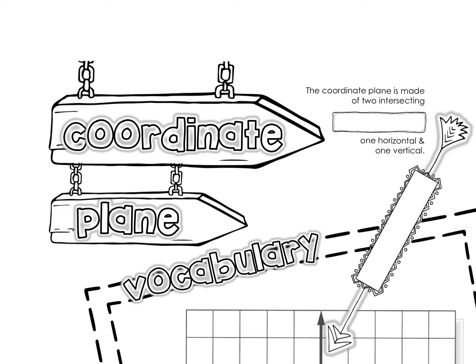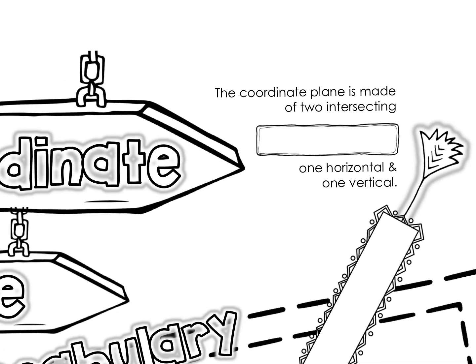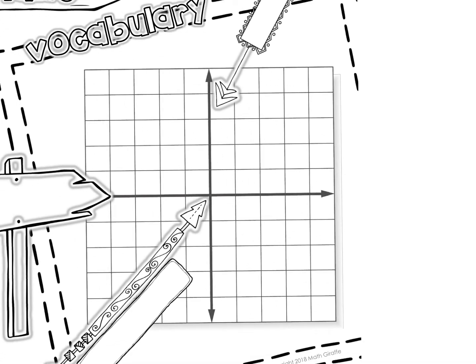Today we're going to be looking at the coordinate plane. Please follow along with your doodle notes and copy my notes onto your page. First, let's review some vocabulary. Up in the right-hand corner, it says the coordinate plane is made of two intersecting blank, one horizontal and one vertical. Let's take a look at the coordinate plane. This is the coordinate plane.